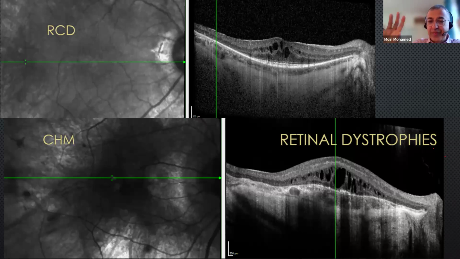So it just falls apart. And this is a patient with choroideremia. So it's not completely restricted just to rod cone dystrophies. And we always try Trusopt drops in these, for whatever reason, which is completely unexplained.